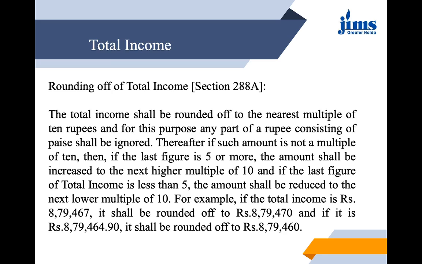And I've given you an example here also. Like suppose if a person is having a total income, annual income we are talking about, 8,79,467. Now see the last digit, the digit at ones place, it is 7, means more than 5. This means that we will round it up, so 67 will become 70. You can see that I have mentioned that it shall be rounded off to 8,79,470.